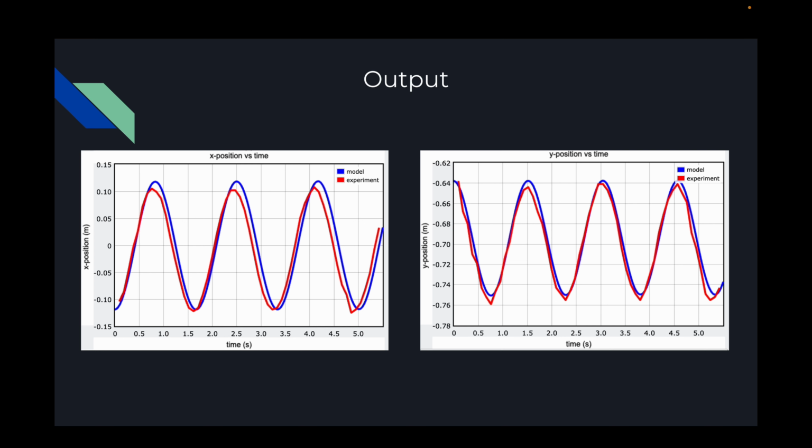Now, as you can see, here's the comparison between the experimental data obtained through the Tracker software and the computational model from GlowScript. While both are very similar, there is an observed deviation in both cases.